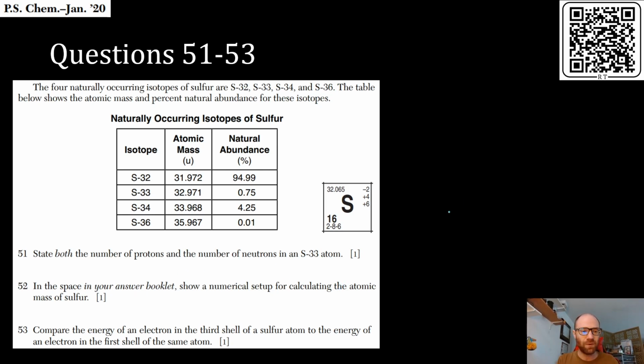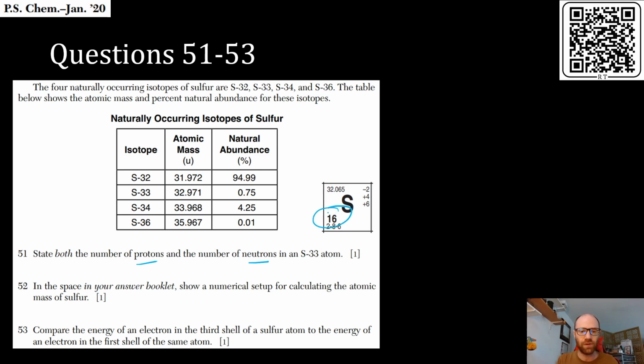We're going to go 51 to 53. I'm going to write on the side. We're taking these in chunks. We have 4 naturally occurring isotopes of sulfur, S32 up through S36. Here are our abundances. We want the number of protons and the number of neutrons in the S33 atoms.